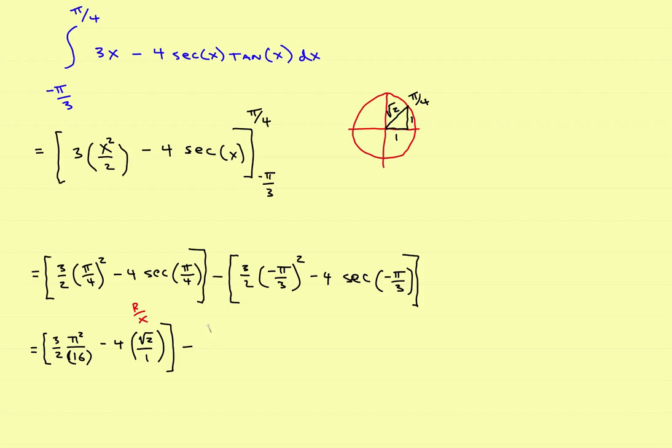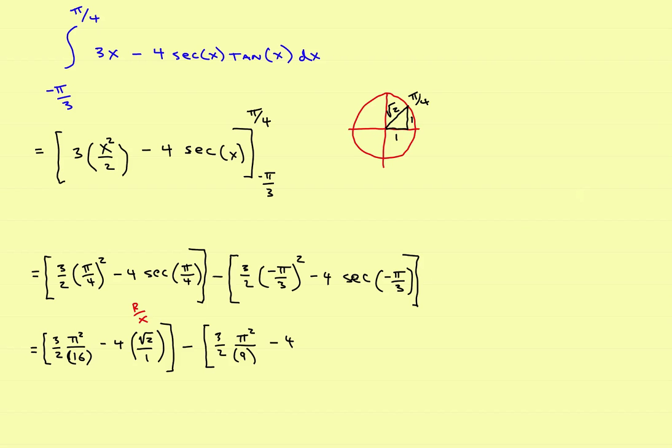Now, same thing for the bottom function. So you're going to have 3 halves. Now when you square this, square the negative pi, it'll turn into a positive pi squared. 3 squared would be 9. Then minus 4. Now this time you've got the secant of a negative pi divided by 3 angle.